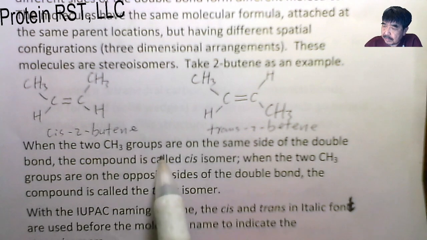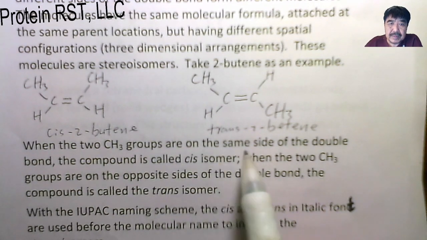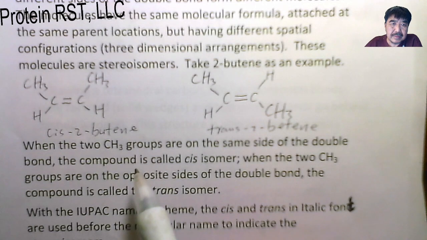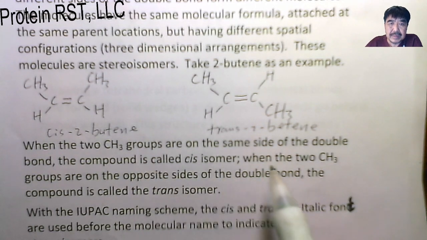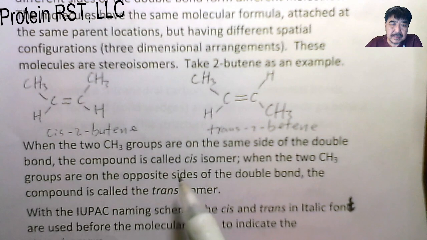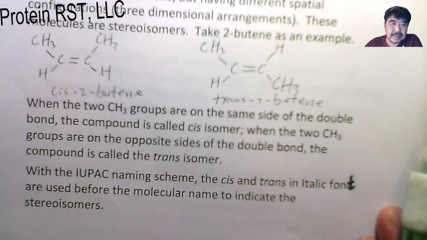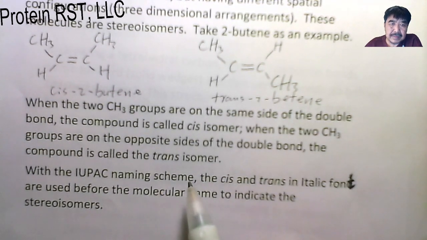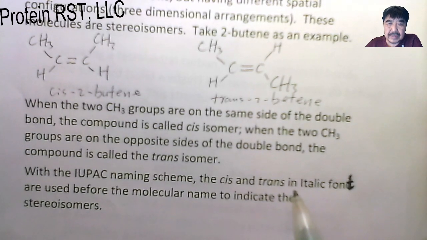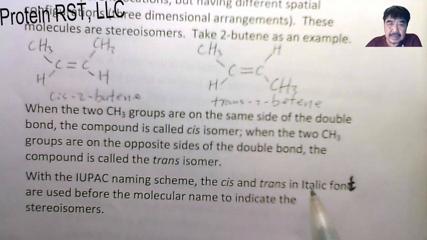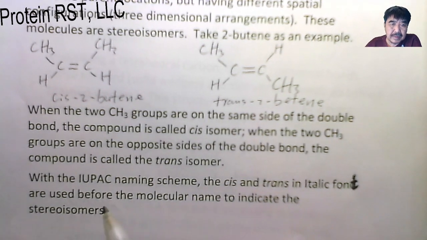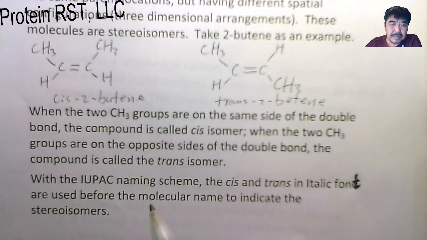When the two methyl groups are on the same side of a double bond, the compound is called a cis isomer. When the two methyl groups are on the opposite sides of a double bond, the compound is called a trans isomer. With the IUPAC naming scheme, cis and trans are written in italic font before the molecular name to indicate the stereoisomers.